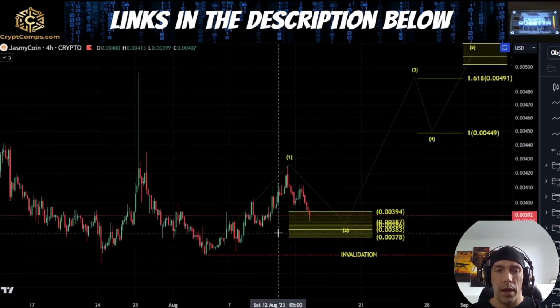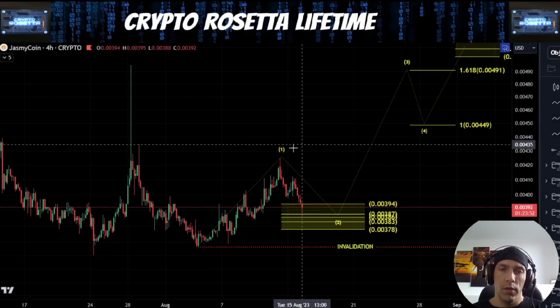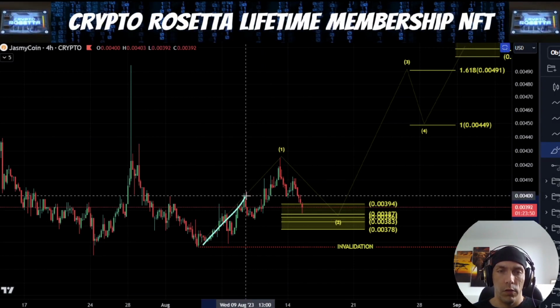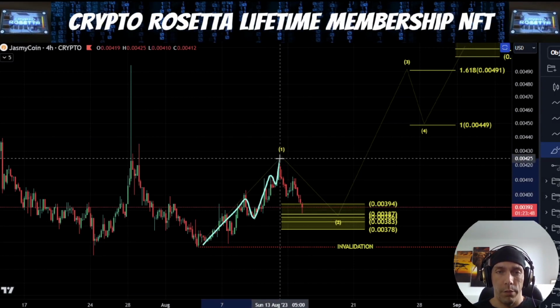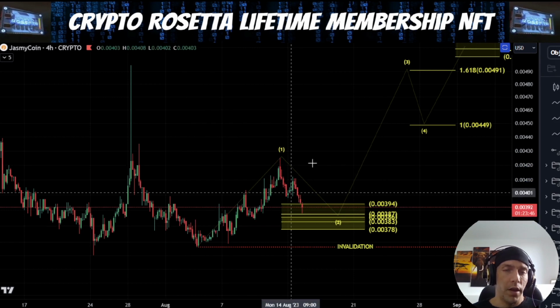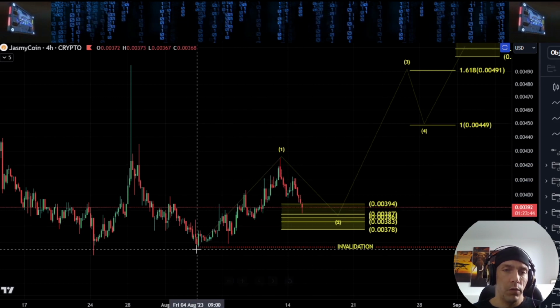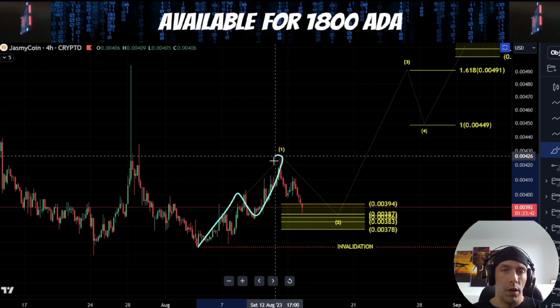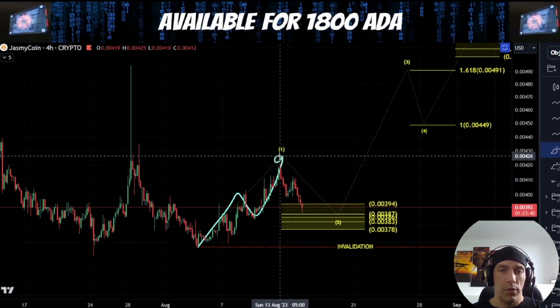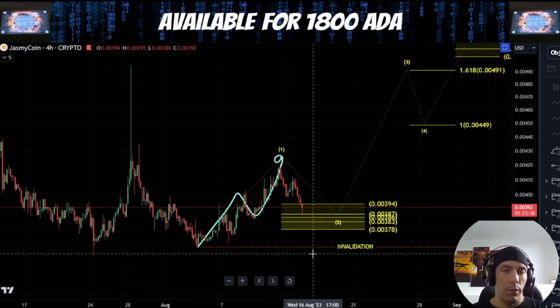Now, the problem that I have with this count is to count this as a wave 1, you would have to say that this is 1, 2, 3, 4, and 5 as a diagonal. Now, diagonals are less reliable because we could also just argue that this is a corrective move up here in 3 waves, and then we could start to break down in a 5-wave structure.